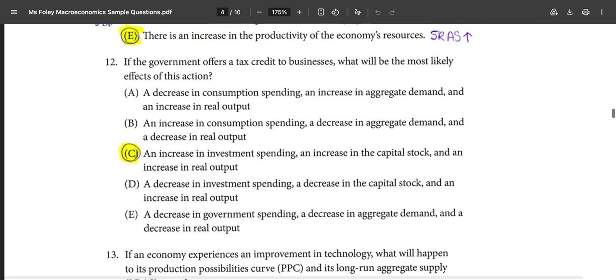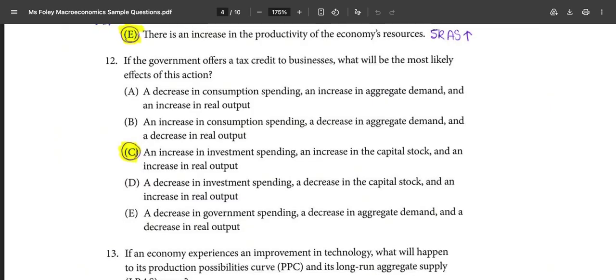Number 12, if the government offers a tax credit to businesses, what will most likely be the effect of this action? There will be an increase in investment spending. That's what is linked to businesses, an increase in capital stock, and an increase in real output. So for number 12, that's kind of just a concept.